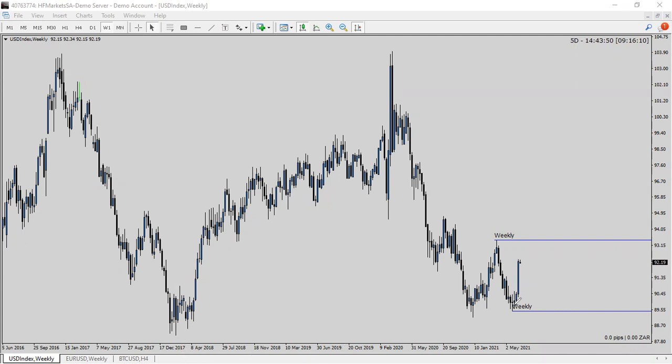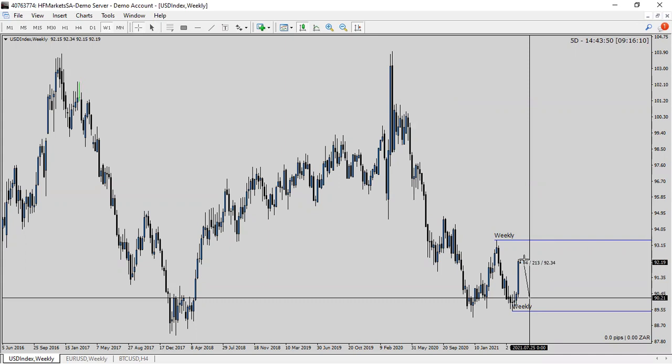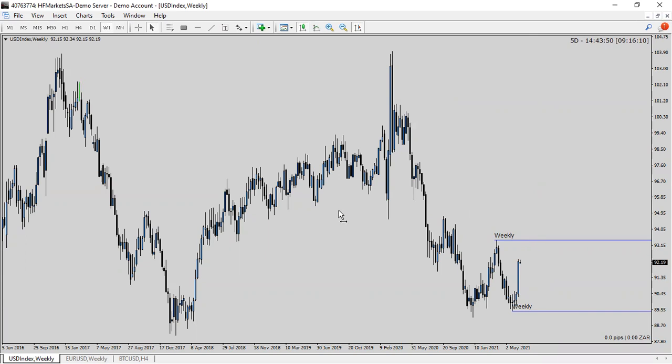So starting off with the dollar index, as you know, last week I did say that we would have a strong bullish week, and as you can see with last week's candle, we had a huge range. If I were to measure that range up, it should be about 200 odd pips, that move to the upside. So that was a pretty strong move to the upside.